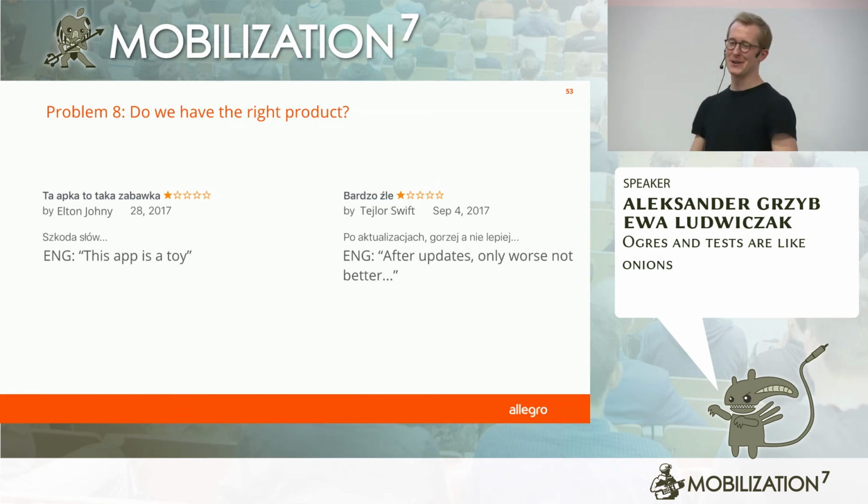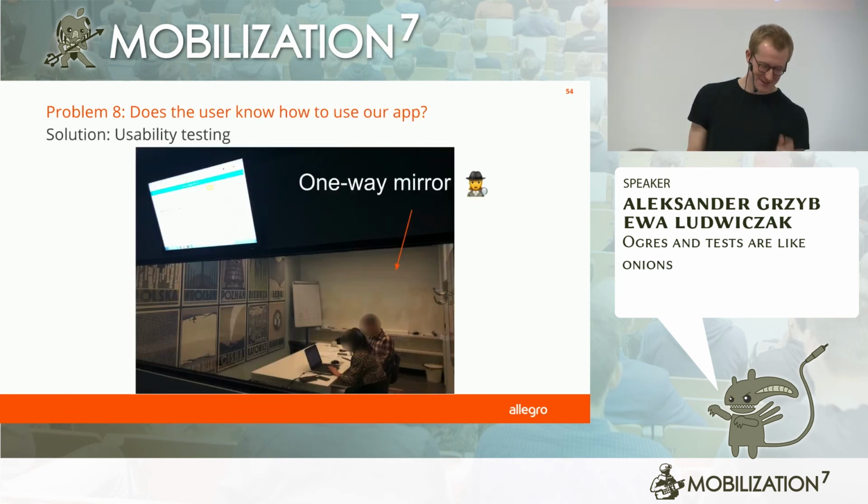We know that the user is not happy, we know that the user is frustrated, but we need contact with this user. We need to talk with them, we need to ask about their problems, we need to know more to improve. So that's why we do usability testing at Allegro.